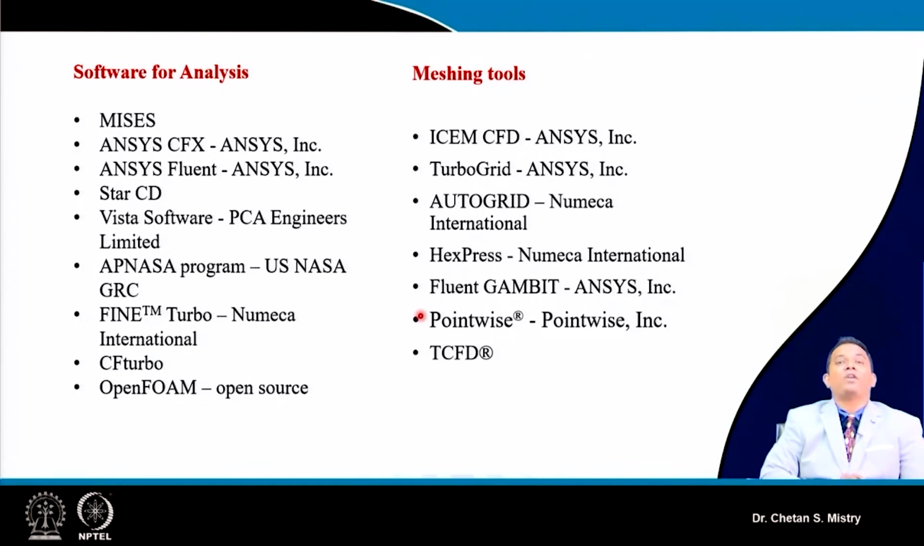At the same time, in order to do discretization, that is, meshing, we have ICEM CFD, TurboGrid, AutoGrid, HexPress, Fluent Gambit, Pointwise, and TCFD. These are the different software packages available. You can use one of the tools for discretization of the domain.